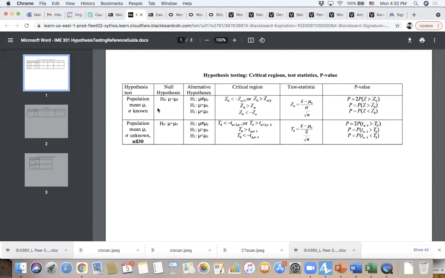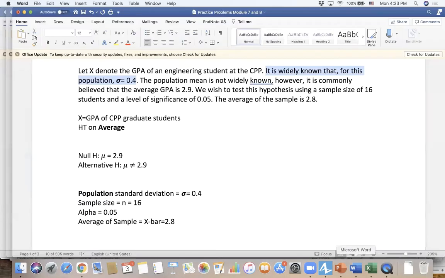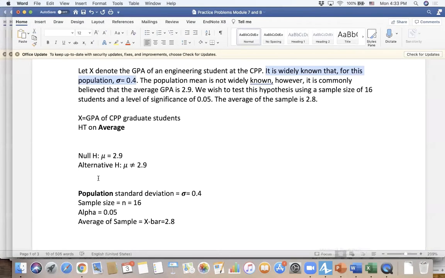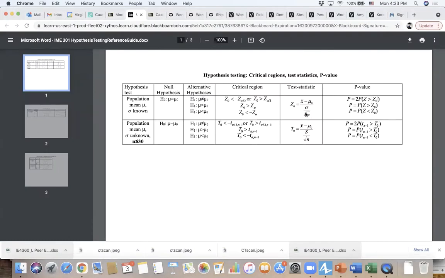Now, my null hypothesis is that mu equals 2.9, and my alternative is that mu is not 2.9, the first in the line. So I'm going to first put together my test statistic, Z null. I have the average of the sample, I have mu null, 2.9, I have sigma, the standard deviation of the population, and I have my sample size. I put together the test statistic, and then these are my critical region.